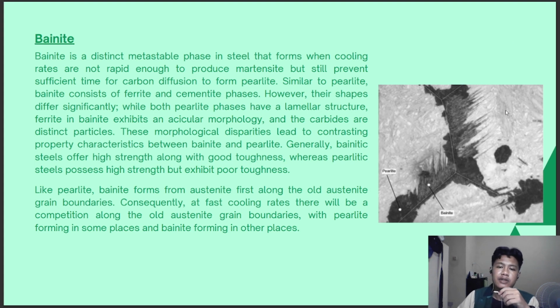So, we can see in this picture where the bainite and pearlite are. They seem like the same structure here, but bainite is tougher than pearlite. Yep, we can see where the bainite is, and this is the pearlite form.